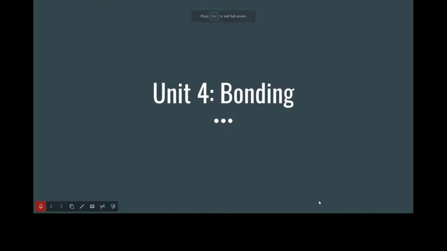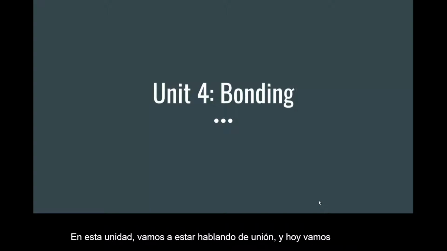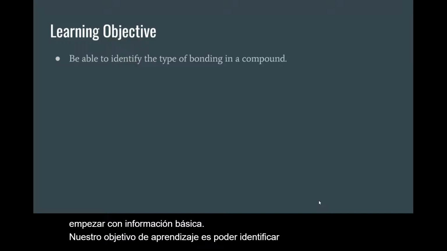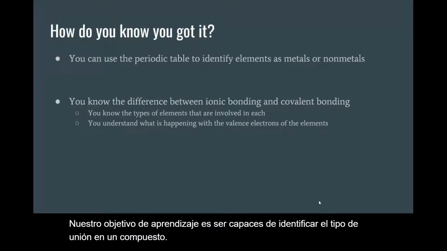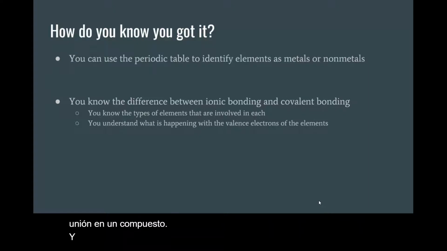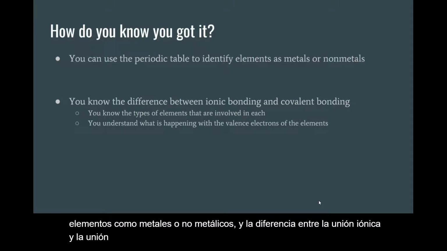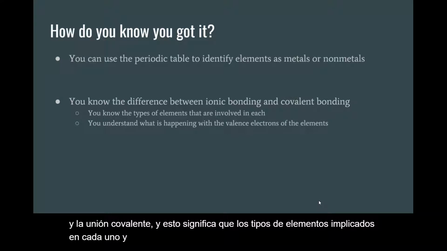In this unit, we're going to be talking about bonding, and today we're going to start with some foundational background information. Our learning objective is to be able to identify the type of bonding in a compound. And you know you got this if you can use the periodic table to identify elements as metals or nonmetals, and you know the difference between ionic bonding and covalent bonding. And this means that you know the types of elements involved in each one, and you understand what's happening with the valence electrons of the elements.